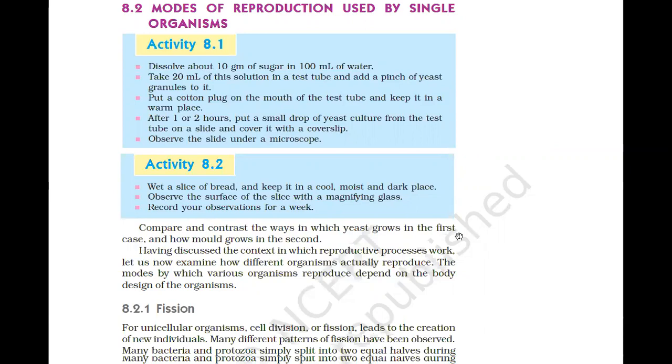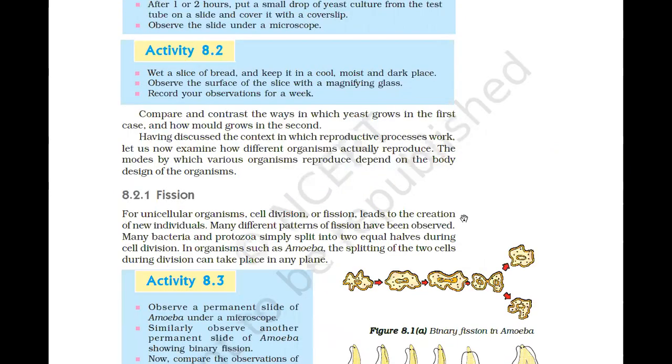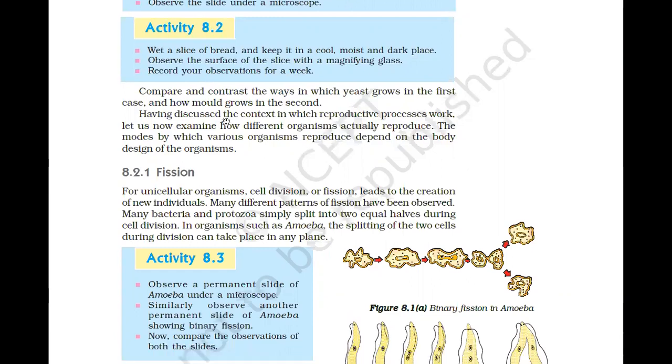Activity 8.2. Wet a slice of bread and keep it in a cool, moist and dark place. Observe the surface of the slice with a magnifying glass. Record your observations for a week. Compare and contrast the ways in which yeast grows in the first case and how mold grows in the second.